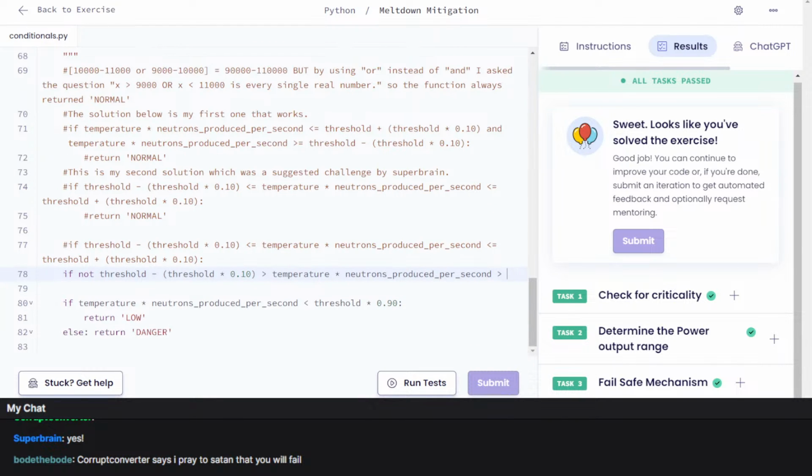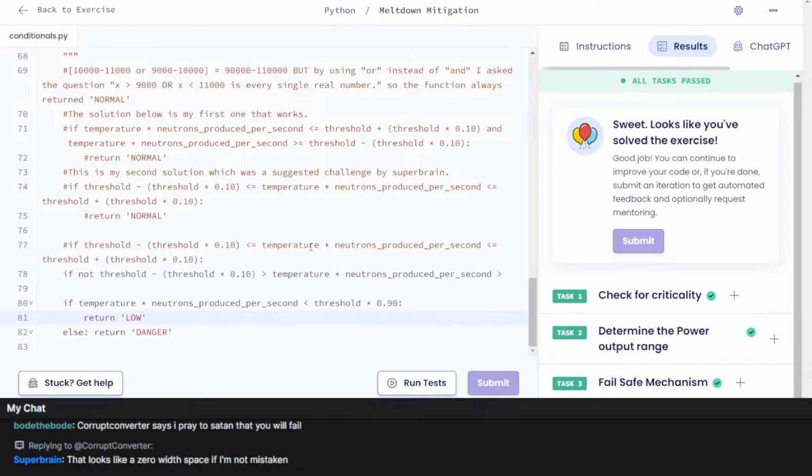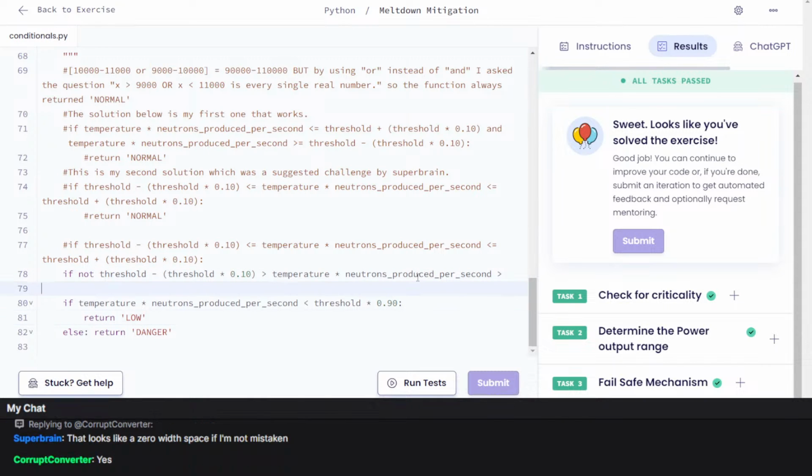Wait, I have a question for you, Corrupt, while I'm doing this. Do you even remember how to play SCP? Or no? Because I haven't played it before. Super Brain says at Corrupt Converter that looks like a zero with space. You'll teach me how to not die, right? You'll teach me everything I need to know. You're not gonna leave me to die. You'll sacrifice your life to save me, right? Corrupt Converter says I think it's not zero with space.